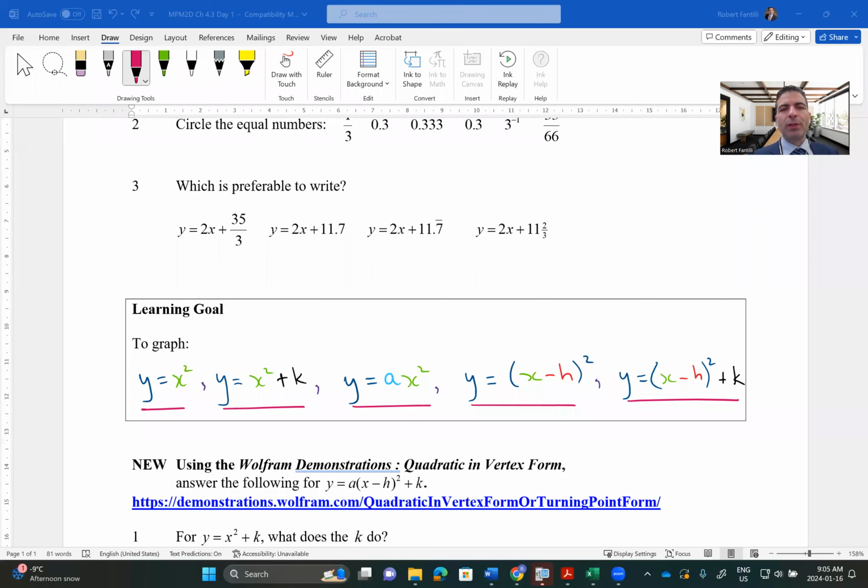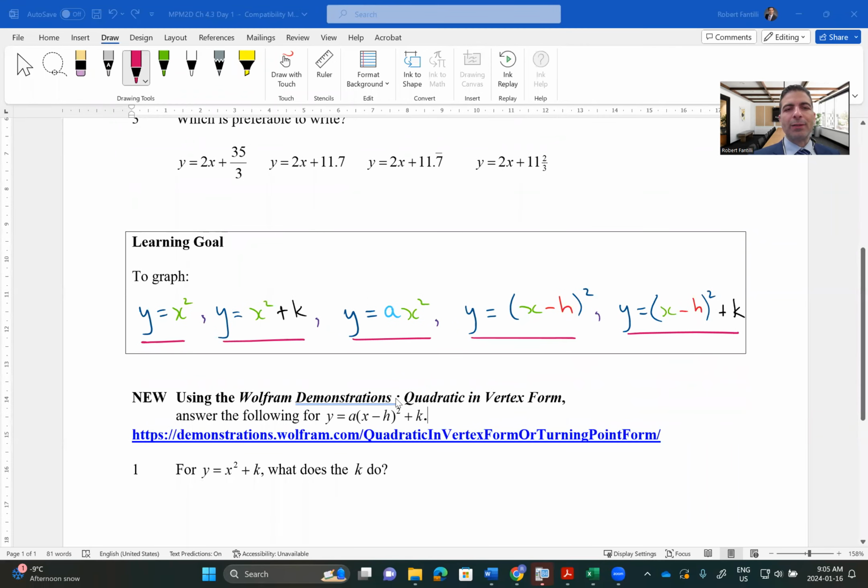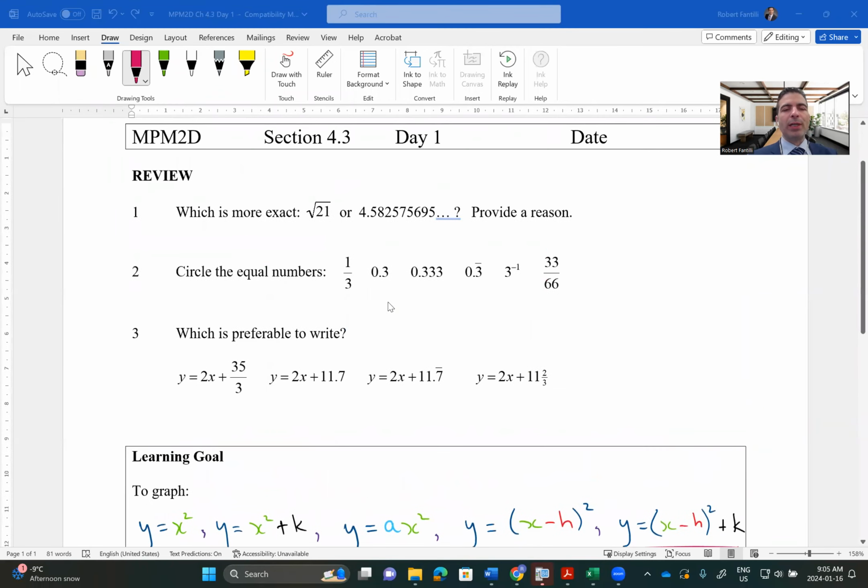All right, so here's part 2 of 4.3. In the last video, we took a look at the horizontal shift, the stretch or compression factor, the number in front of the x squared, and what it does. And we looked at adding a value after the x squared and seeing how that shifts our parabola up and down. But we'll take a look at more of that again in this video.